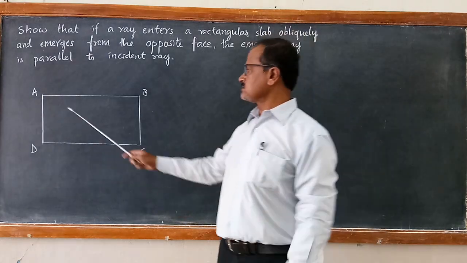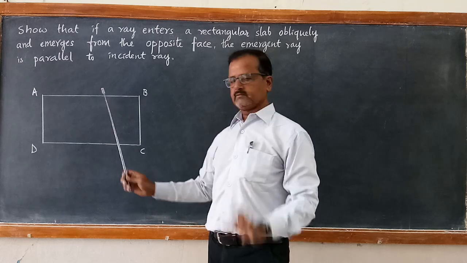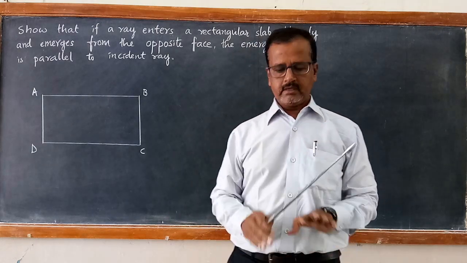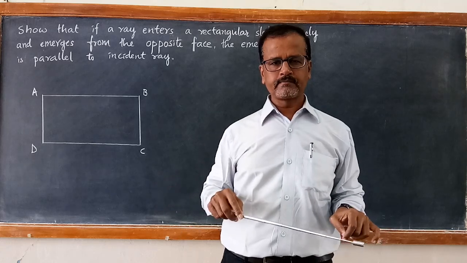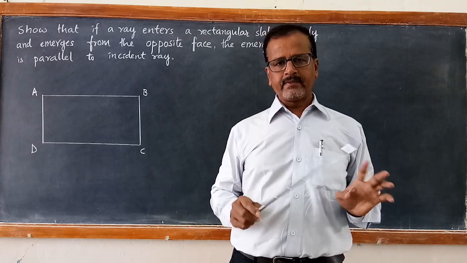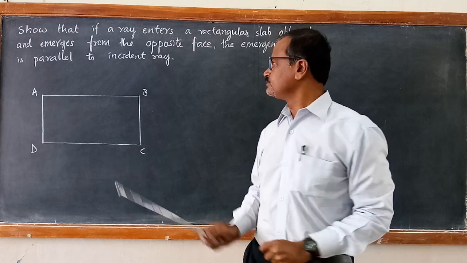You have to take a glass slab A, B, C, D, a rectangular glass slab, and keep it on a white sheet of paper. Draw the outline. Okay. Then I will explain what to do.